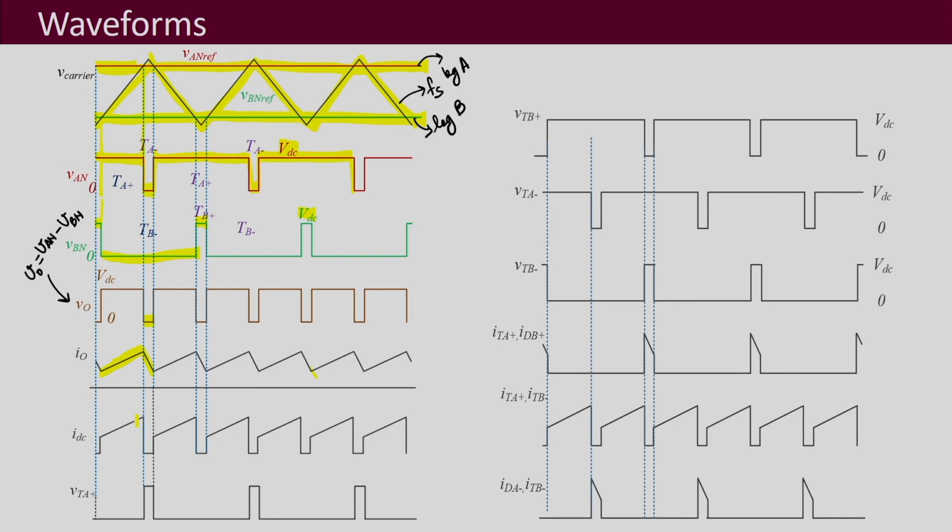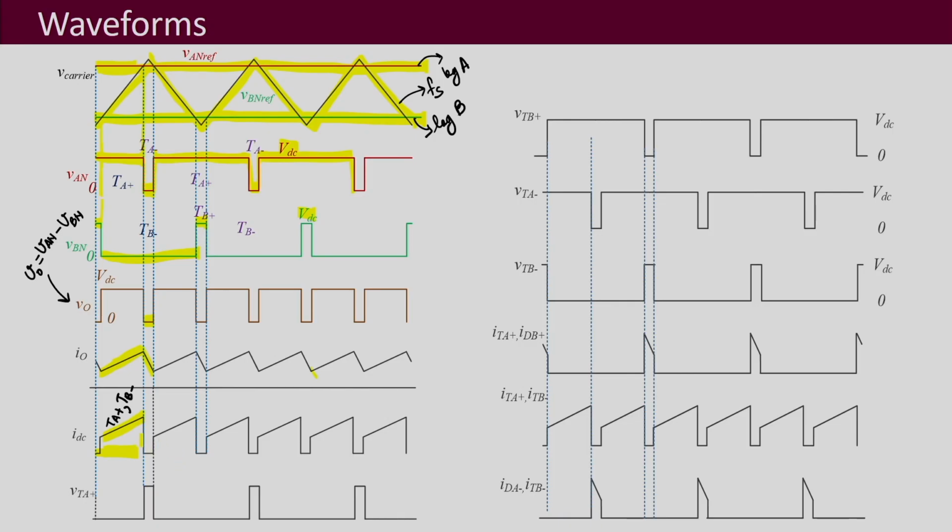Then we see the IDC current waveform. What will happen in this part is that TA plus and TB minus are on. You know that for this switching combination, for positive direction of current, your IDC equals the load current. So what we see here is equal to the load current.